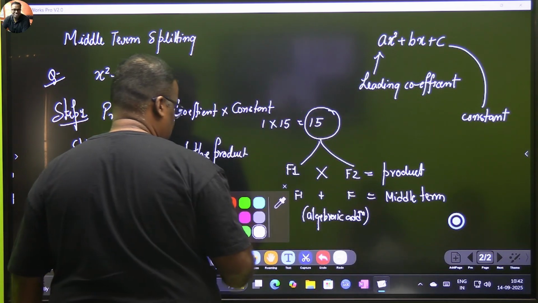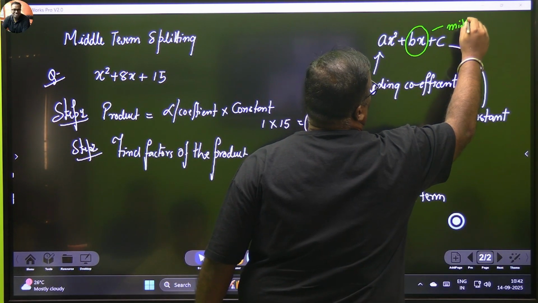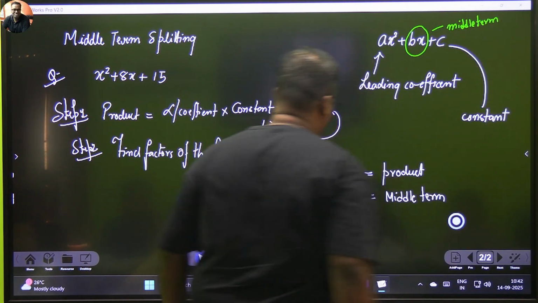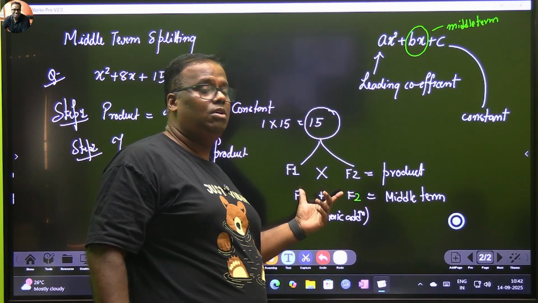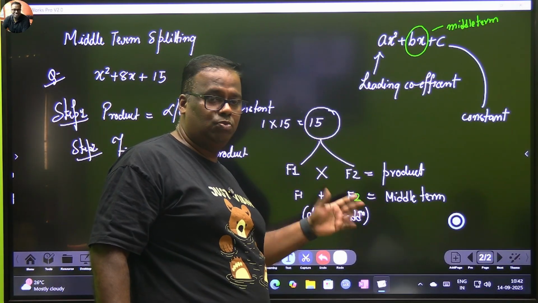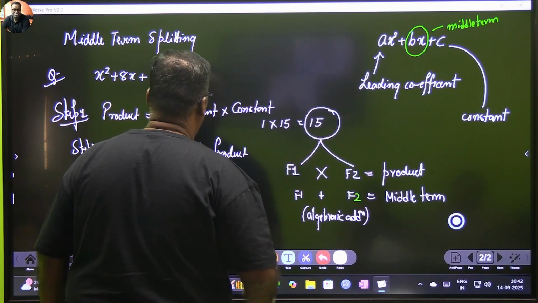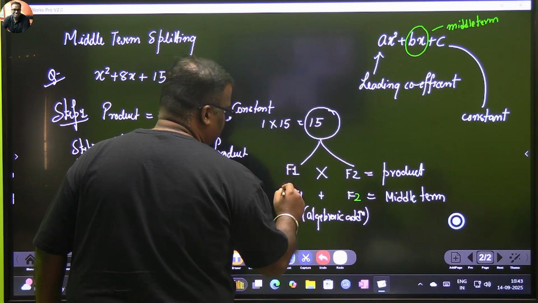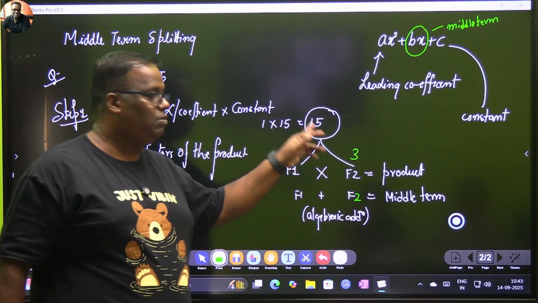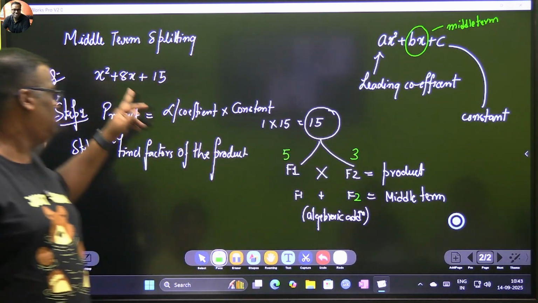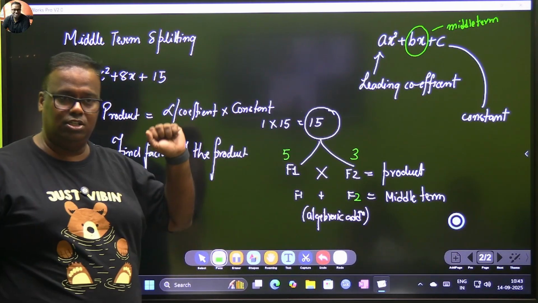Now the question arises: what is my middle term? This bx is known as my middle term. When you add these two, F1 and F2, you should get the middle term. F1 and F2 can both be plus, both be minus, or plus and minus, whatever it is, it will be an algebraic addition. So let us look at this example. If I split 15 as 5 and 3, 5 into 3 gives me 15, and 5 plus 3 gives me 8. I do get the middle term.